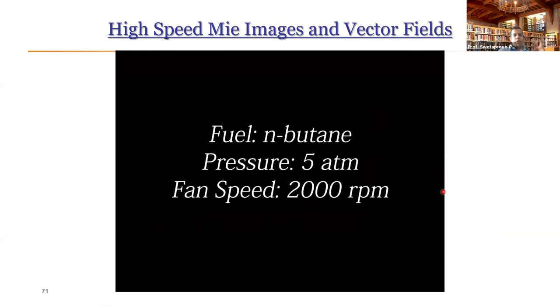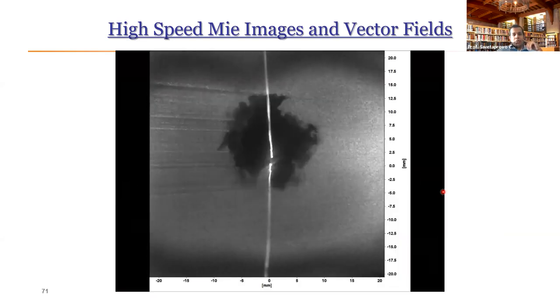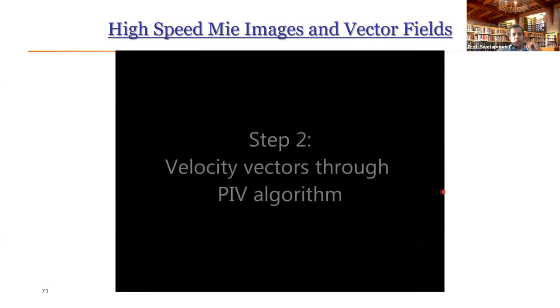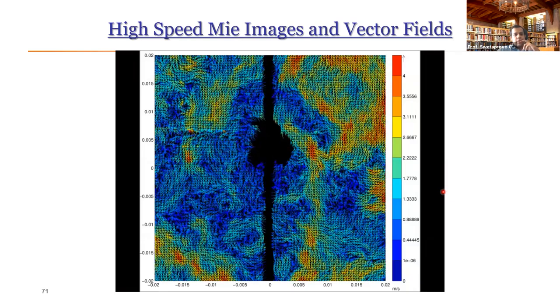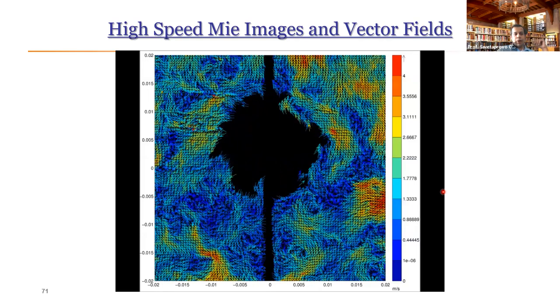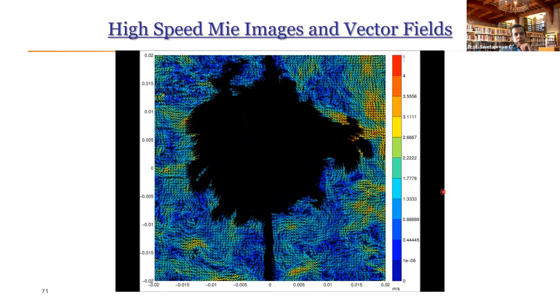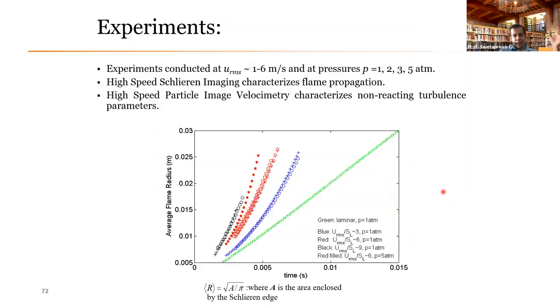We do kilohertz PIV inside the chamber. The first step is to obtain the mean scattering images. So these are the mean scattering images. Then you find the velocity vectors through the PIV algorithm. And you can find the u-rms also. And you can define a u-rms on the flame surface, which will actually increase with time as the flame radius increases.